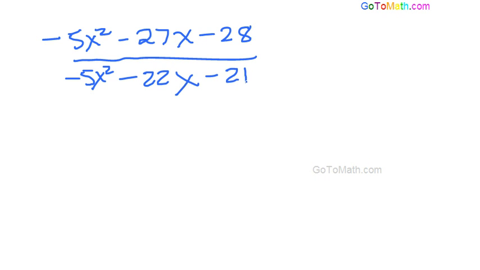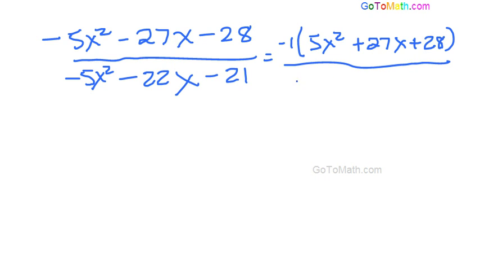So the first thing I'm going to do is go ahead and factor out this negative. We can do that. Let's just write it over here. So negative 1, we're going to factor that out. We're going to end up with 5x squared plus 27x and then plus 28. And then of course we can do the same thing down here in the denominator. So we have 5x squared plus 22x and then plus 21. Okay, so as you can see here, these negative ones are going to cancel out, so that's good.